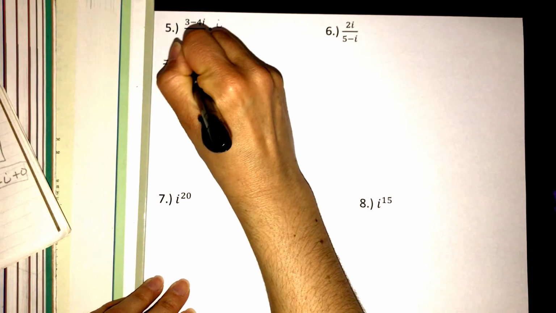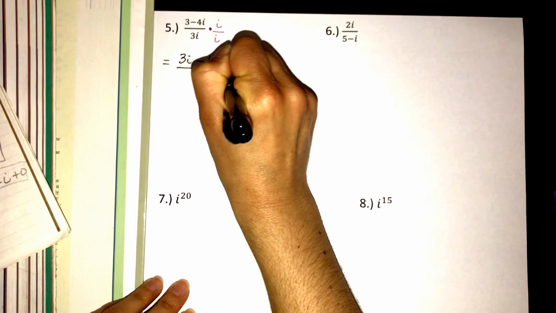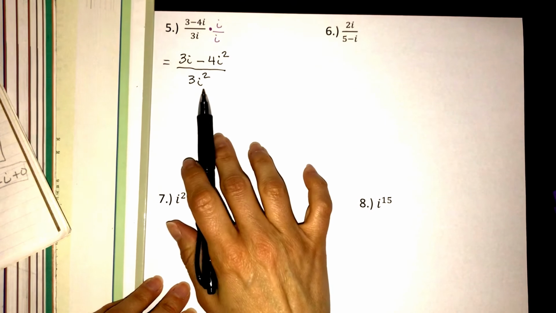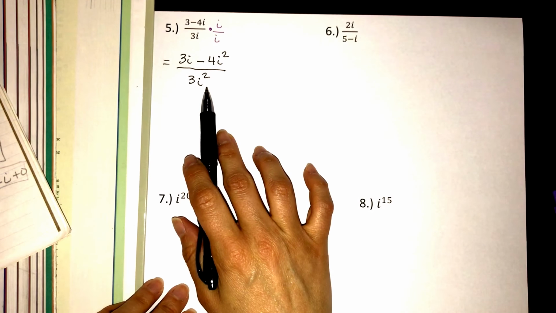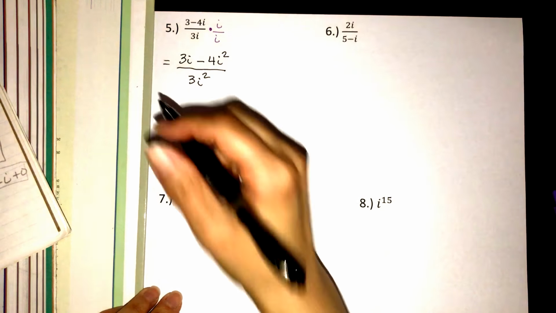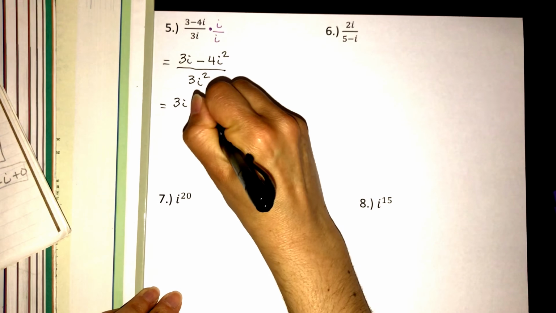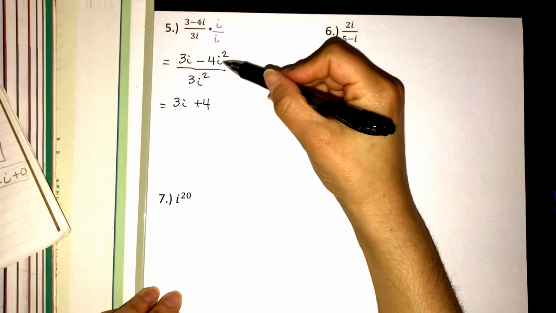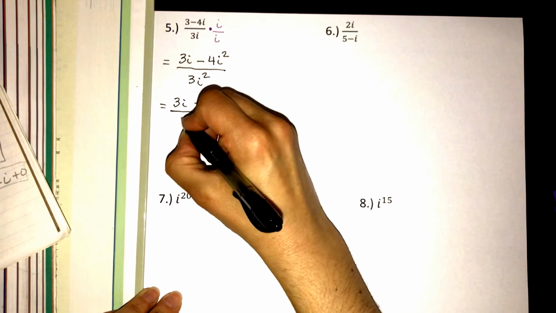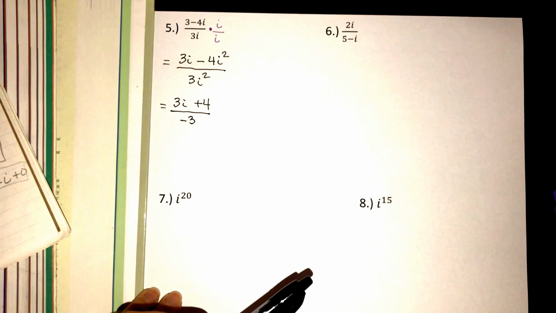Okay, so we get 3I minus 4I squared. And the denominator turns into 3I squared. This is what you want because I squared is really negative 1 and you've gotten rid of I in the denominator. So let's continue simplifying this. We have 3I. This turns into plus 4 because I have to replace I squared with a negative 1, divided by negative 3 again because I squared is negative 1.